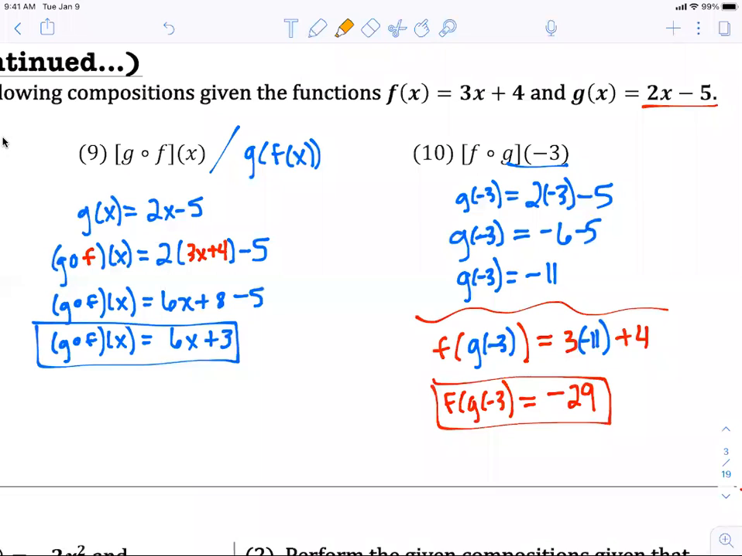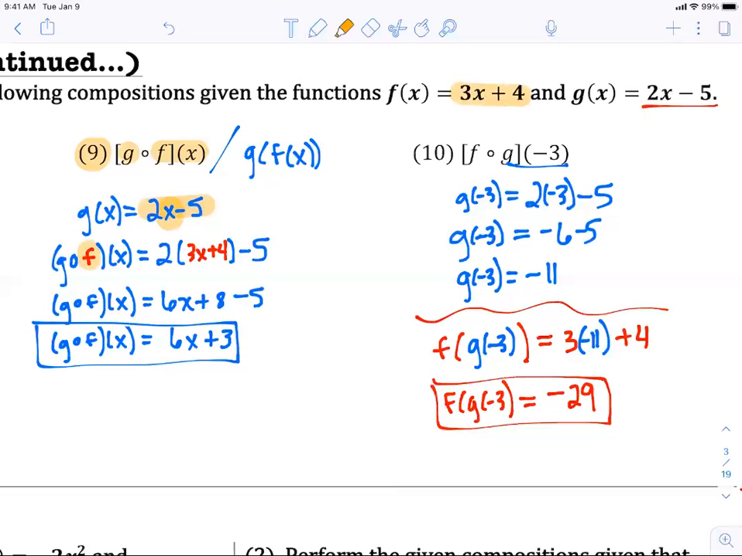All right, answers are up. If you look at number 9, you should see here that it says find g of f of x, which basically just means you're going to plug the f function into the g function. So g in this case is 2x minus 5. So when you plug the f function into the g function, whatever f of x is equal to is going to replace the x in that current problem.